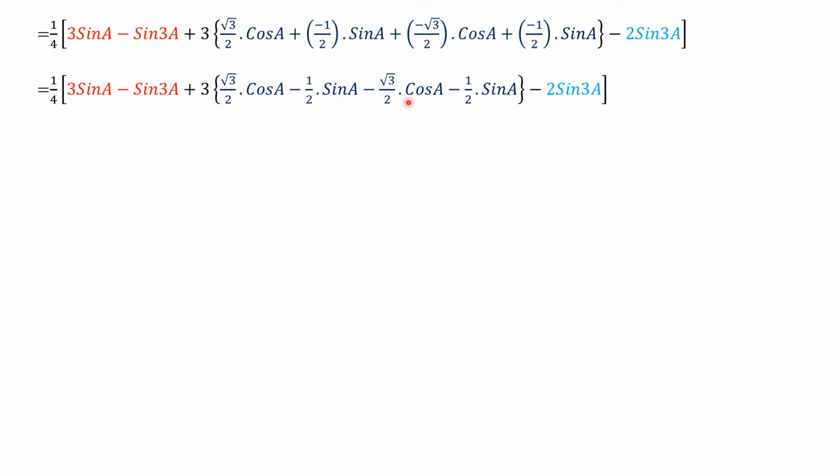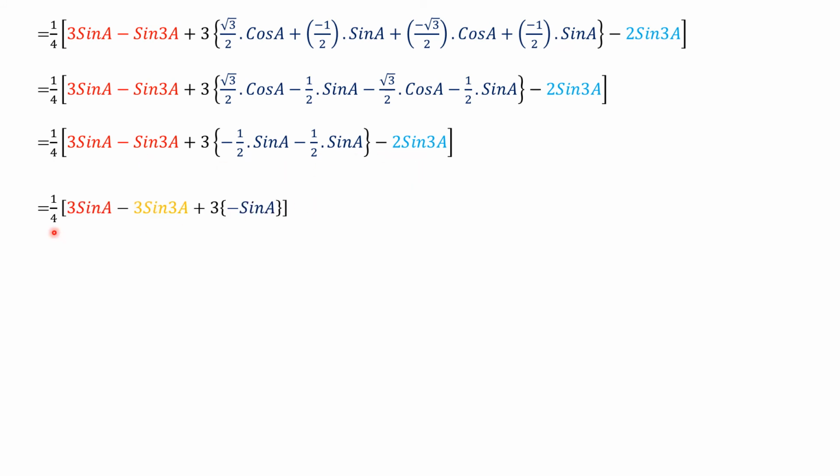I hope this is clear to you. And then you can check over here. Here is minus 1 over 2 sin a and here is minus 1 over 2 sin a. They can be added up. But here is root 3 over 2 cos a and here is minus root 3 over 2 cos a. They can be cancelled. So in the next line, we have cancelled these two terms. And we have kept this minus 1 over 2 sin a and minus 1 over 2 sin a as it is. Please take your time to understand. In the next line, we can add them up as well as we can add minus sin 3a and minus 2 sin 3a. So this is what we have done.